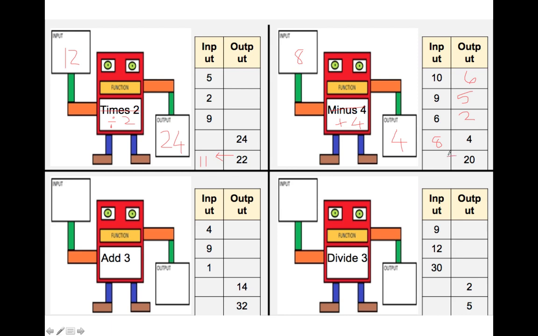And again, with the 20, I'm going the opposite way. So instead of a minus 4, I need a plus 4. 20 add 4 is 24.